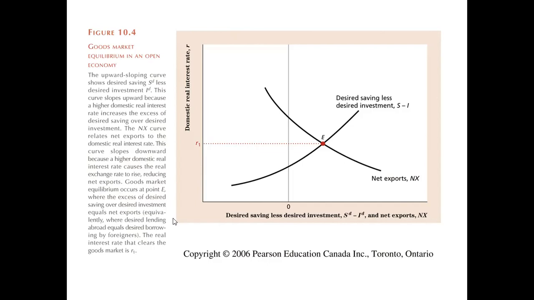And then goods market equilibrium occurs at point E. This particular point is the intersection of the two curves, and we are able to see the level for the desired saving less desired investment. Here, if you extend that at the x-axis, unfortunately we don't have the value, so it wouldn't be relevant, but the best would be on the R sub 1, which is our real interest rate in which the two curves are equal. So this clears the goods market.